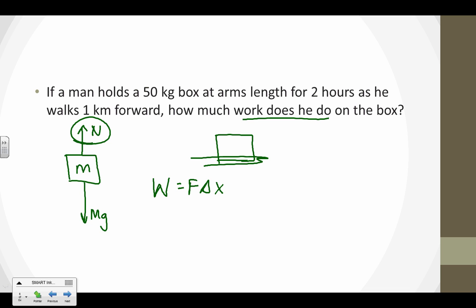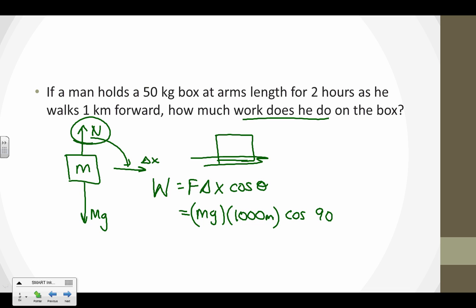Work equals F delta x cosine theta. The normal force is going to be equal to mg in this case, times the distance traveled, 1,000 meters, times the cosine of the angle between displacement and force. There's displacement, there's force, cosine of 90, work is 0.